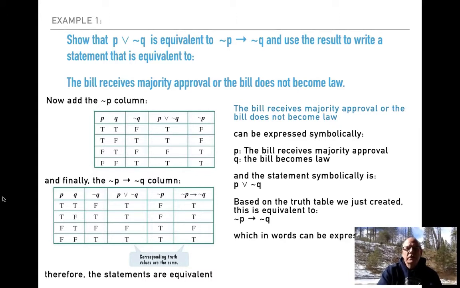And so we're going to change the statement to words to be, if the bill does not receive majority approval, then the bill does not become law. That is the words expressed from that not P implies not Q statement. And that statement and the original statement are equivalent statements now. Okay?